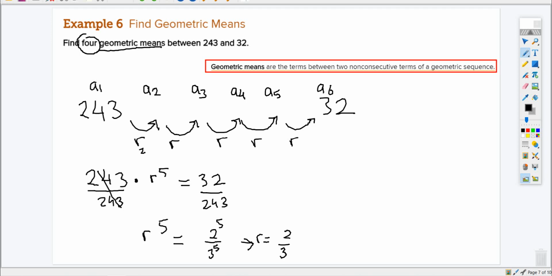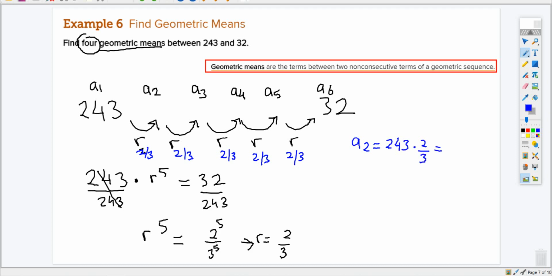Let's change the color and use a different one. 2 over 3. Each time we multiply by 2 over 3, we get the new one. That's the deal. Okay, so let's do it. I will write the a2 here. I multiply 243 by 2 over 3. 243 is the first term, remember. 243 will be multiplied by 2 over 3. That's going to get the second term.